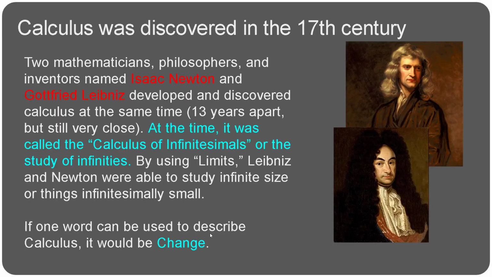So calculus was discovered in the 17th century by two mathematicians. One of them, who you know, is Isaac Newton, and the other, who is slightly less known, is Gottfried Leibniz. They discovered and developed it at the same time, and during this time period, it was called the calculus of infinitesimals, or the study of infinity. By using limits, Leibniz and Newton were able to study things of infinite size or things that were infinitesimally small. If one word can be chosen to describe calculus, that word would be change.